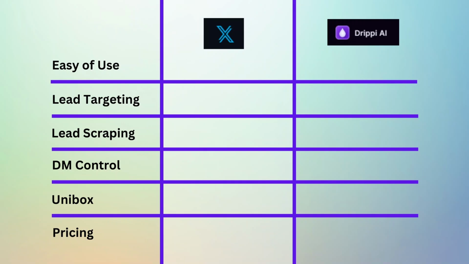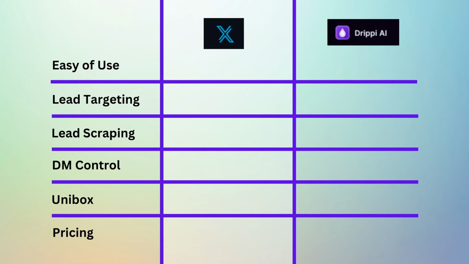Now let's do a brief overview of XReacher and summarize what we have covered. Since we don't have a lot of platforms out there that could help us automate our Twitter DMs, I thought let's do the comparison between XReacher and Drippi and see how they compare to each other in the aspects of ease of use, lead targeting, lead scraping, DM control, Unibox, and pricing. By the way, if you know another efficient tool for automating Twitter DMs, please let me know in the comments. It would be really interesting to explore that.